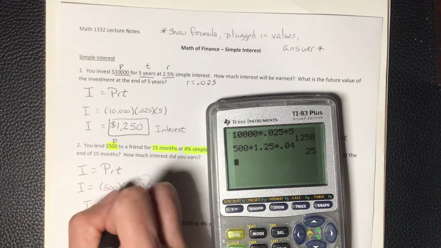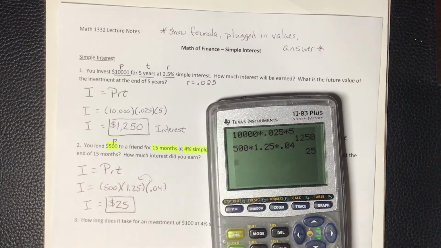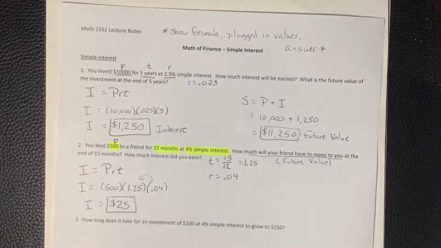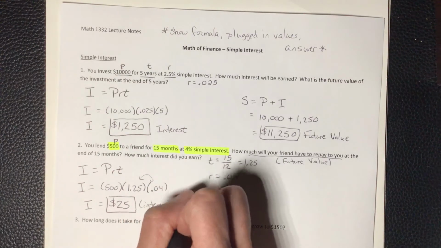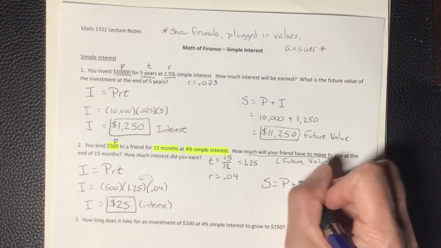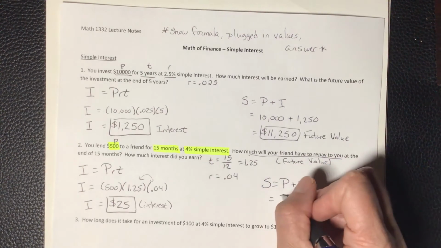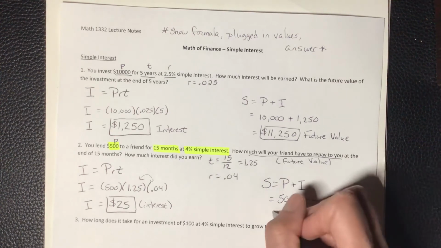And so the interest is $25. So this is how much money you're going to make for loaning your friend $500. So interest. And then remember, future value is your S. So it's the amount that you loan to the friend. He's going to pay that back plus the 25 in interest.